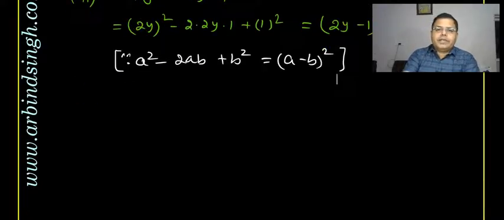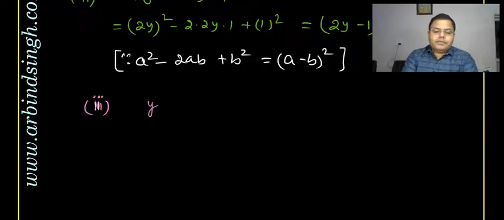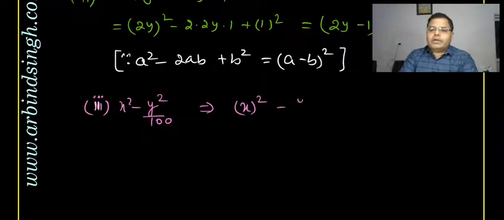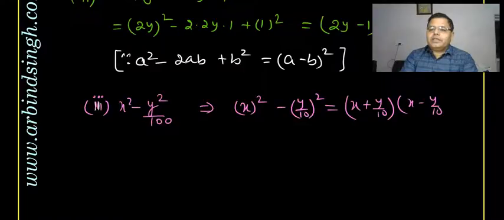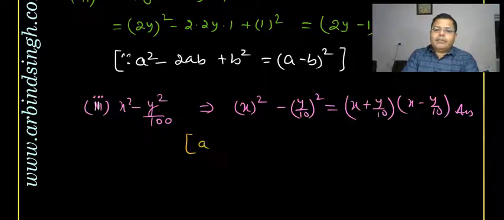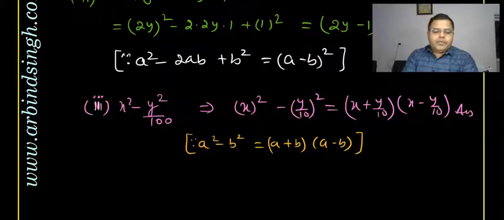Now the third question is given here: x square minus y square by 100. That further can be written as (x) whole square minus (y by 10) whole square, and a square minus b square is (a plus b) into (a minus b). This is what I have written. What is the identity used here? The identity a square minus b square is (a plus b) into (a minus b), right? So I hope you got it.